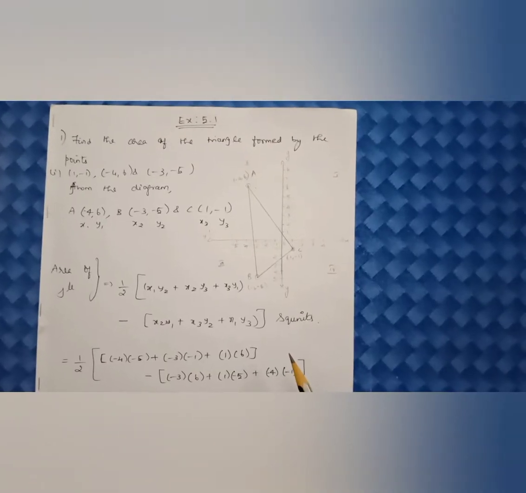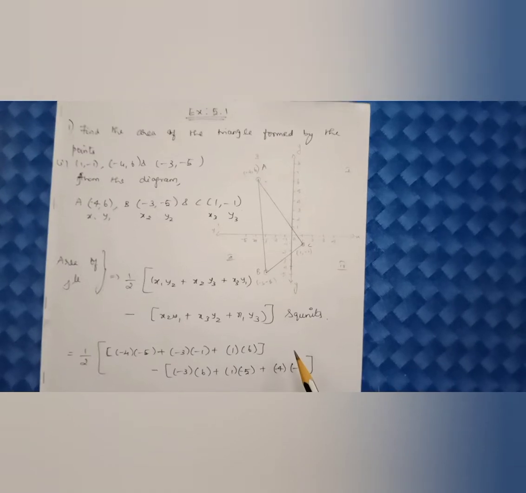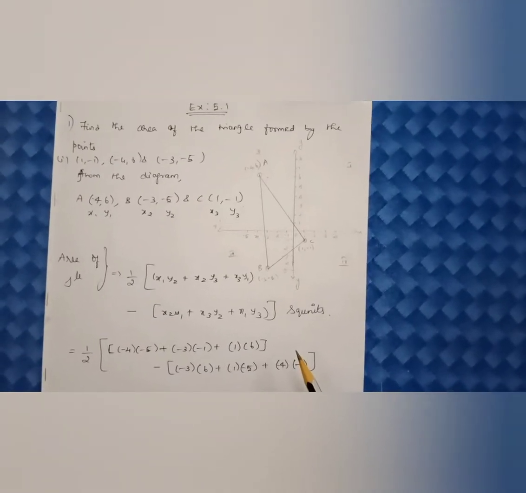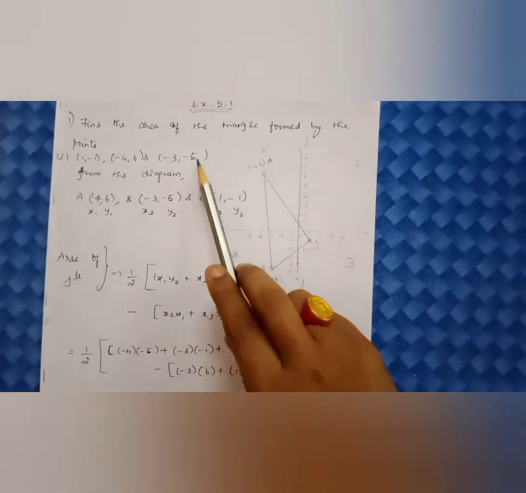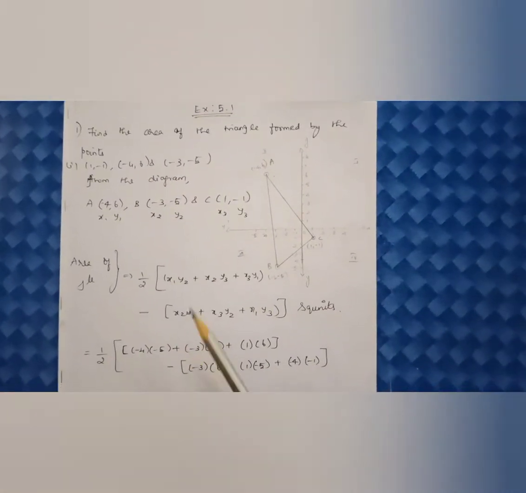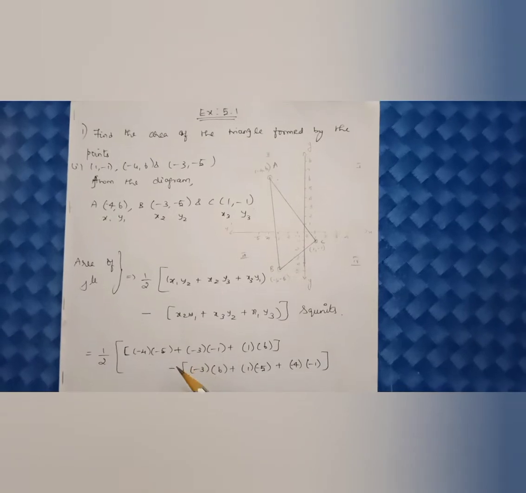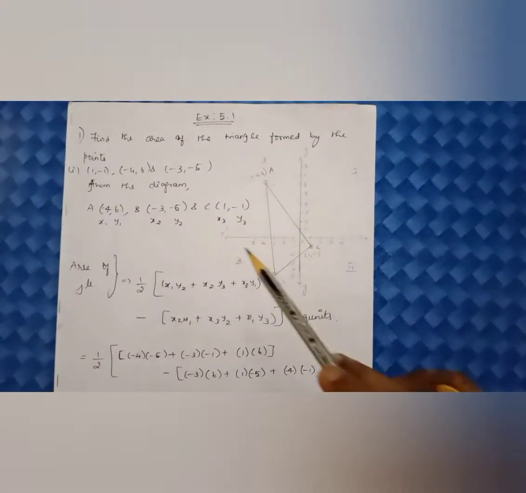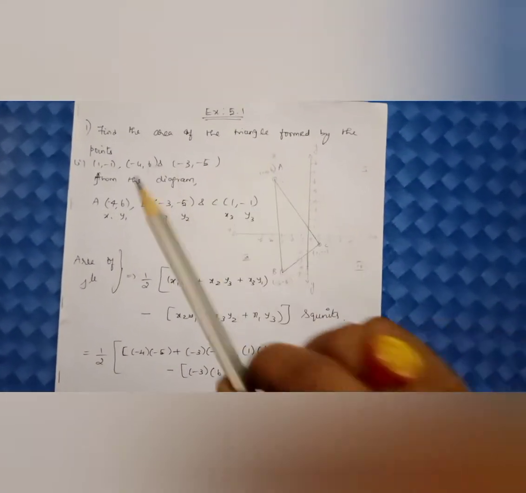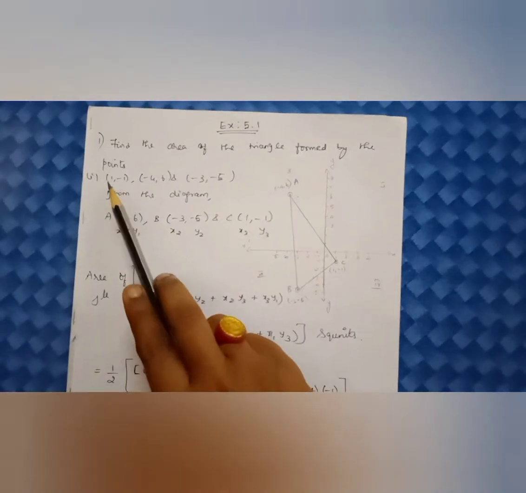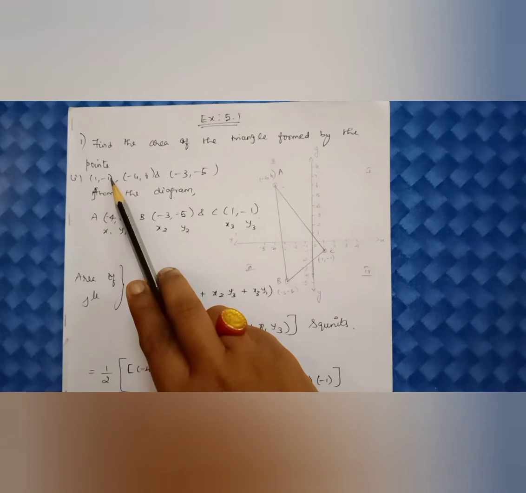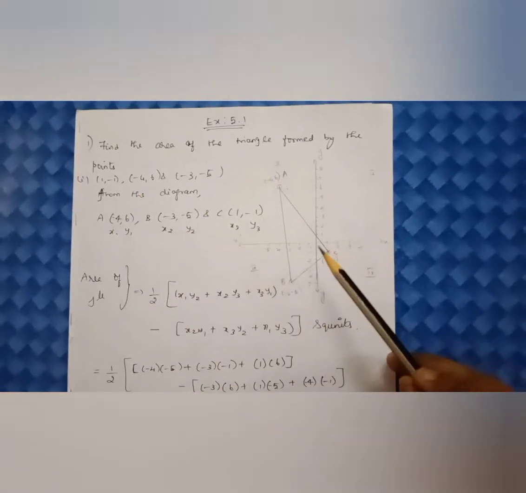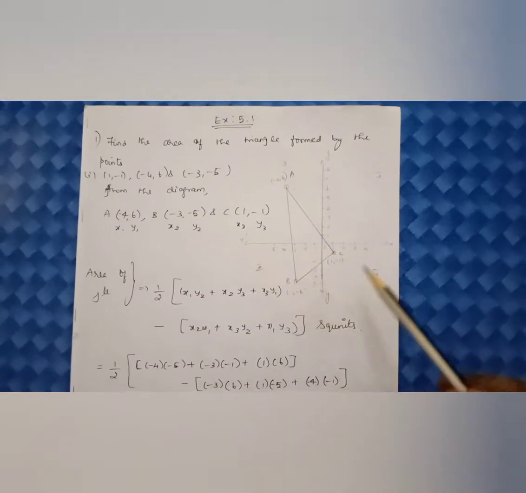Exercise 5.1. So the very first exercise of coordinate geometry. Find the area of the triangle formed by the points (1, -1), (-4, 6) and (-3, -5). So children, whenever you are given points like this, you are supposed to draw a rough diagram, where the points are actually occurring. For example, if it is (1, -1), it means x is positive and y is taking the negative value. So accordingly, you have to plot the points roughly and draw the diagram.